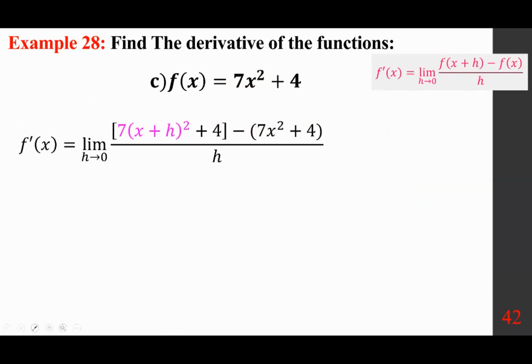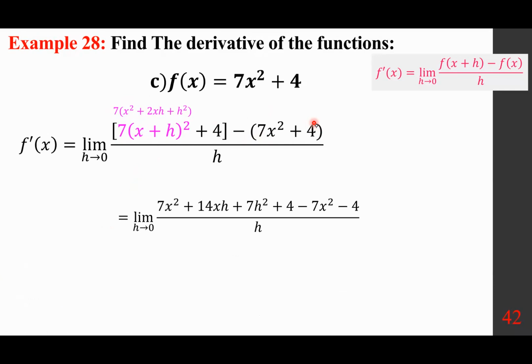So what happens next? We are going to distribute here, and to distribute first we have to write x plus h squared is x squared plus 2xh plus h squared. When we distribute the 7, we get 7x squared plus 14xh plus 7h squared plus 4 minus 7x squared minus 4. So all I'm doing, class, here, all I'm doing is algebra. Plugging in, simplifying. So notice 7x squared cancels out minus 7x squared. 4 cancels out negative 4.